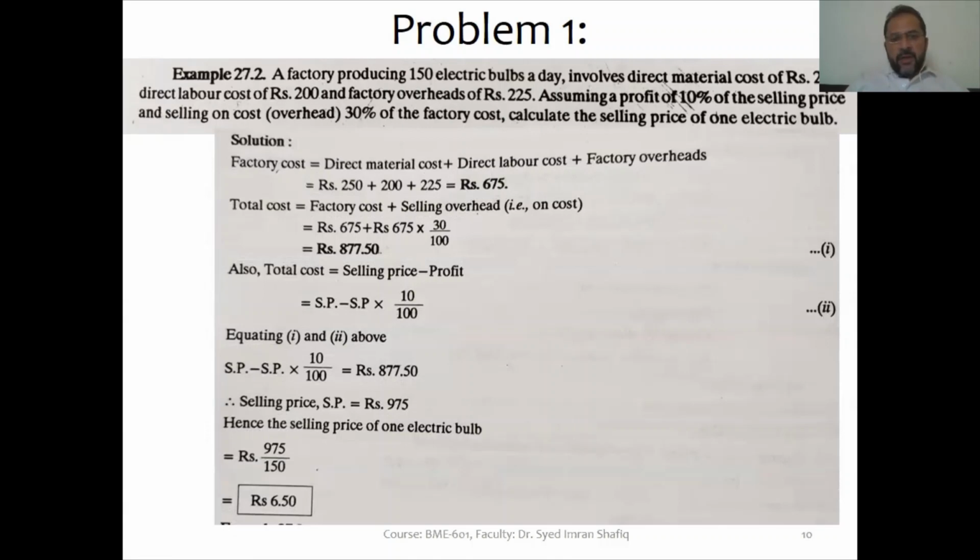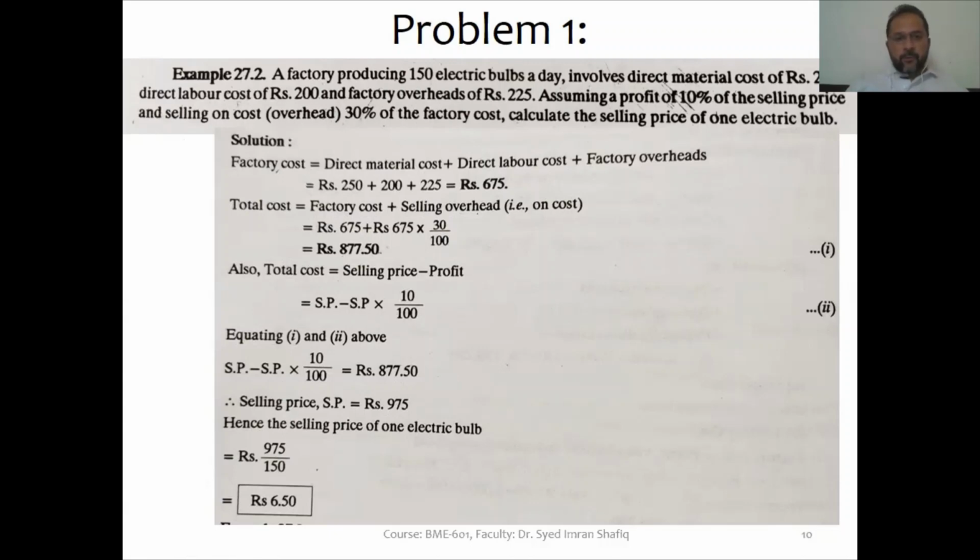As we have already discussed, to calculate total cost, we have to add selling overheads to the factory cost, and the selling overheads is 30% of the factory cost. It is given in the problem. So the total cost comes out to be 877.50 paise.